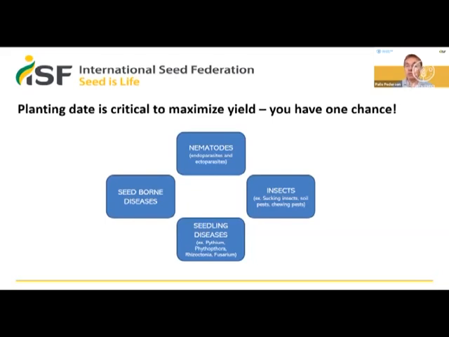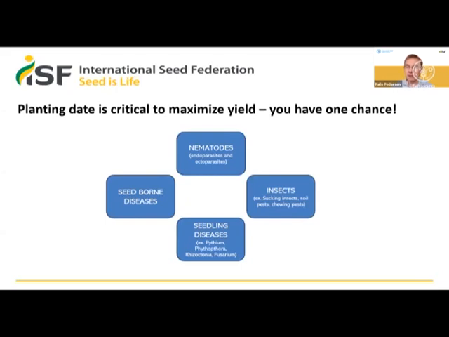Seedling diseases: you can have Pythium, Phytophthora, Rhizoctonia, Fusarium. They're all different pathogens belonging to different families, and they all require different conditions. Some of them will kill the plant and the seedling. Some of them will just be nibblers and feed on the roots. And then on top of that, we have what we call seed-borne diseases. If we're not using certified seed, but using some of our own seed, or maybe the quality of the certified seed is not where it should be, you can bring diseases into the field as well. And that can cause some challenges too.